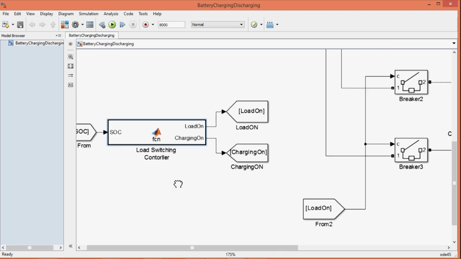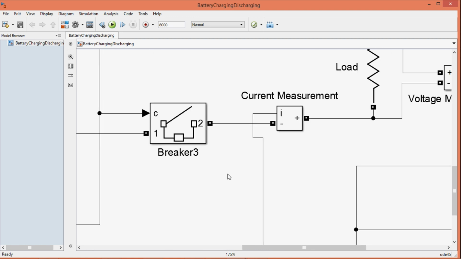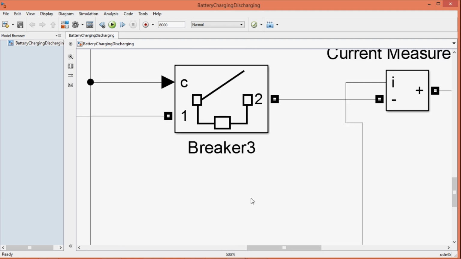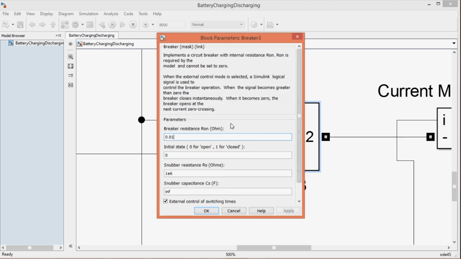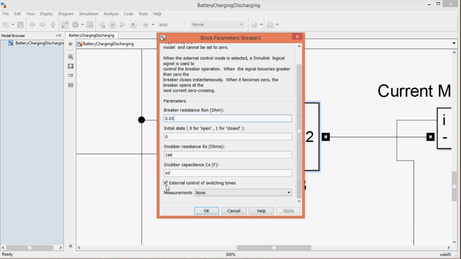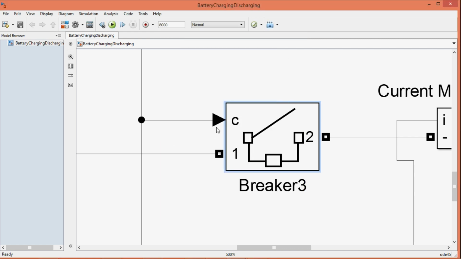Now coming to the fourth block, the circuit breaker. As the name suggests, this block is used to break the circuit. You can control this breaker from the external signal. If the control port gets 0, the breaker will be in off condition, and if the control port gets 1, the breaker will be in on condition.